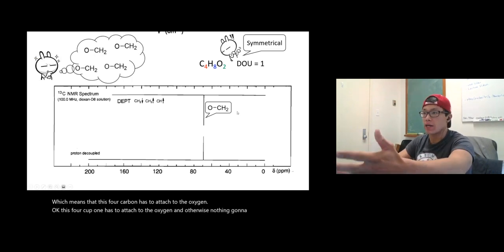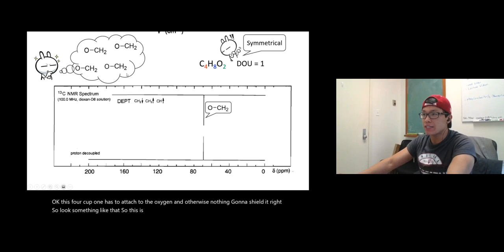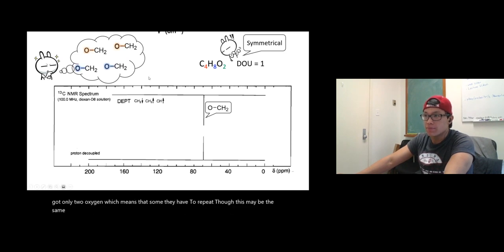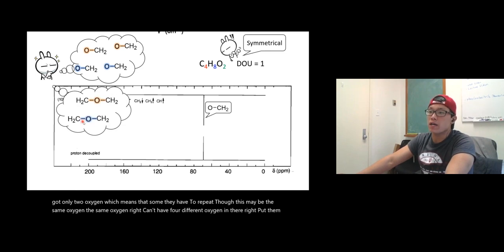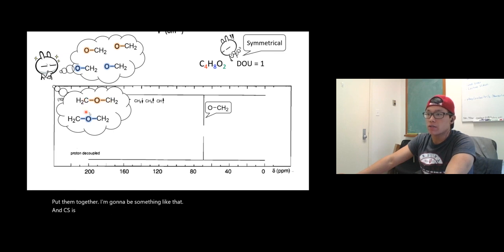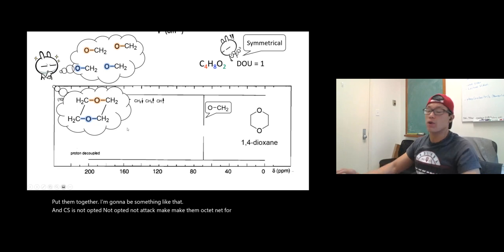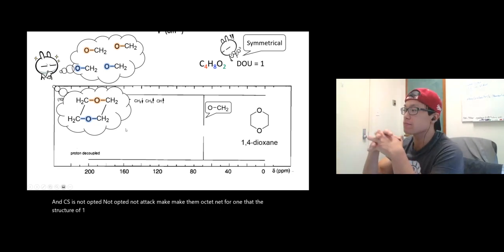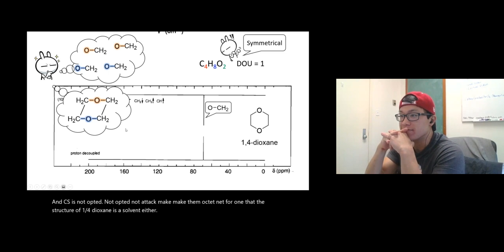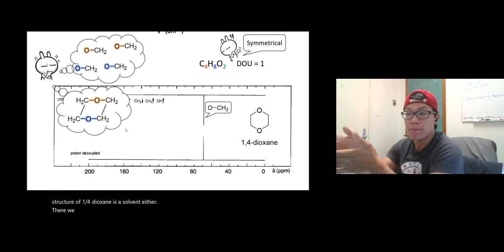So it looks something like that. This is in my head: all 4 carbons have to attach to oxygen. We have only 2 oxygens, which means they have to be repeated. It may be the same oxygen; we can't have 4 different oxygens in here. Put them together, it's going to be something like that. CH2 is not at octet, so make them octet with 4 bonds. That's the structure. 1,4-dioxane is a solvent, an ether. There we go. That's how carbon NMR works.